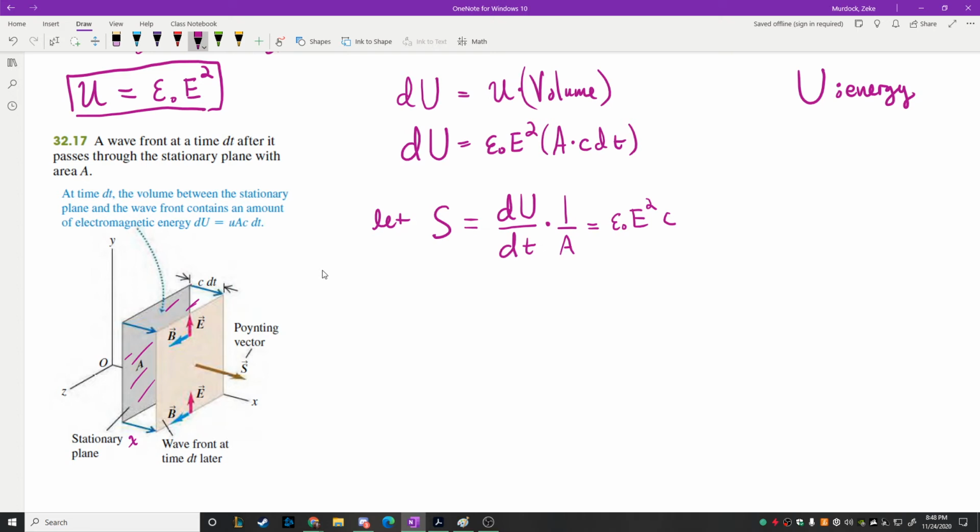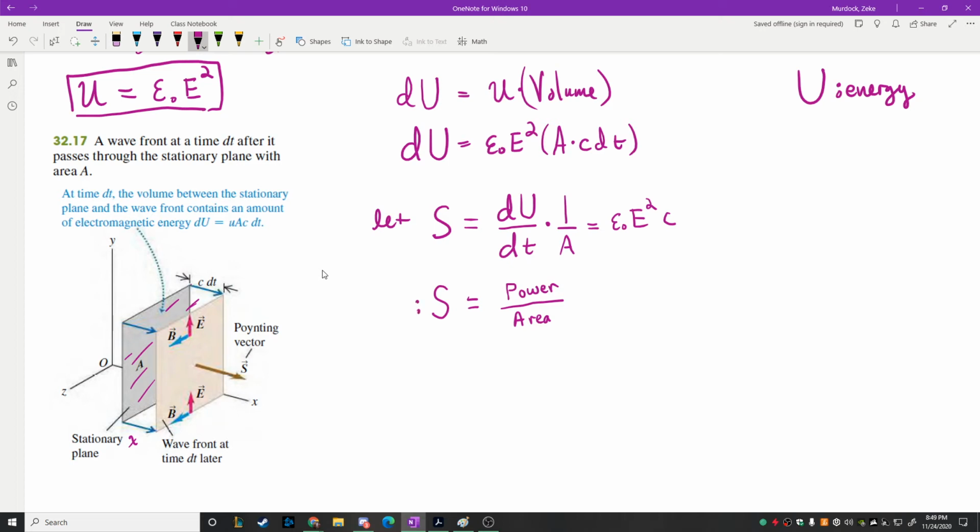So why did I do it this way? Well, the amount of energy dU that passes across this distance in a time dt represents basically power. And I'm dividing that by area. So the power would be the rate at which energy is being transmitted, and we're dividing by area here because what we're interested in is the symbol S.